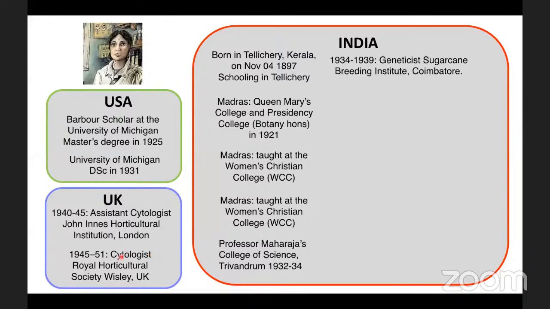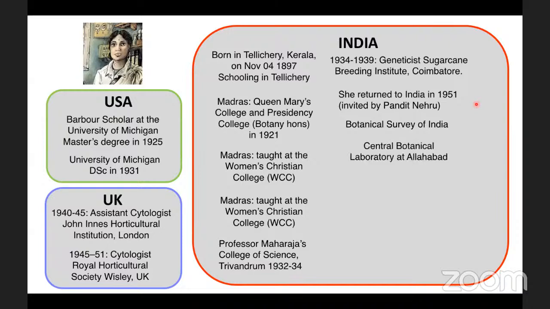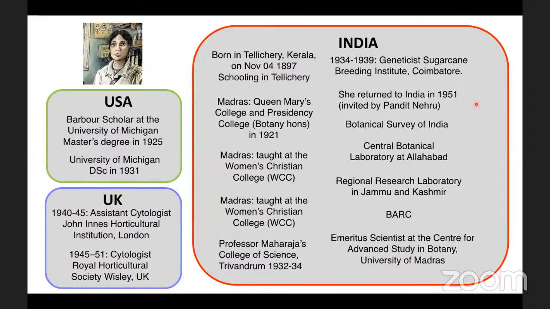Then after independence, she accidentally met our Prime Minister, then Prime Minister Pandit Nehru, and Nehru invited her back to India in 1951. So 1951, she came back to India. And since then, she worked all through her life in India in various government agencies, Botanical Survey of India, Central Botanical Laboratory at Allahabad, RRL in Jammu and Kashmir, Bhabha Atomic Research Center, and finally she worked as an emeritus scientist at the Center for Advanced Study in Botany, University of Madras.